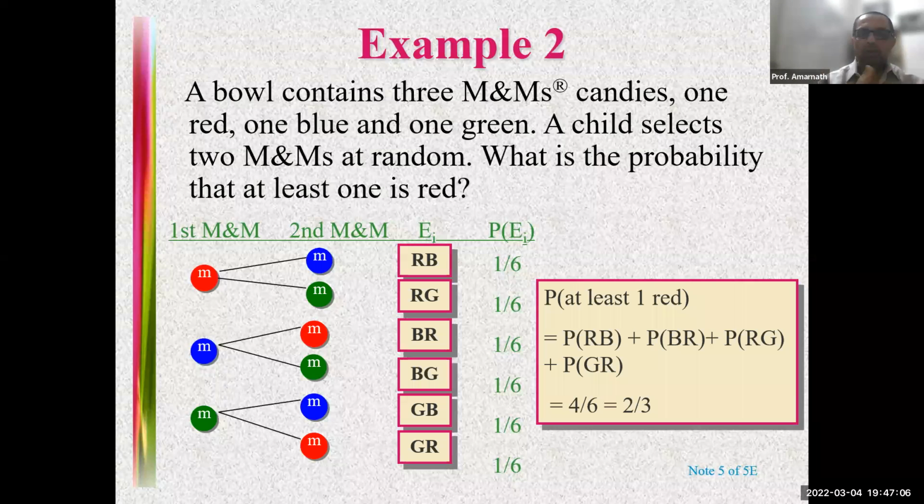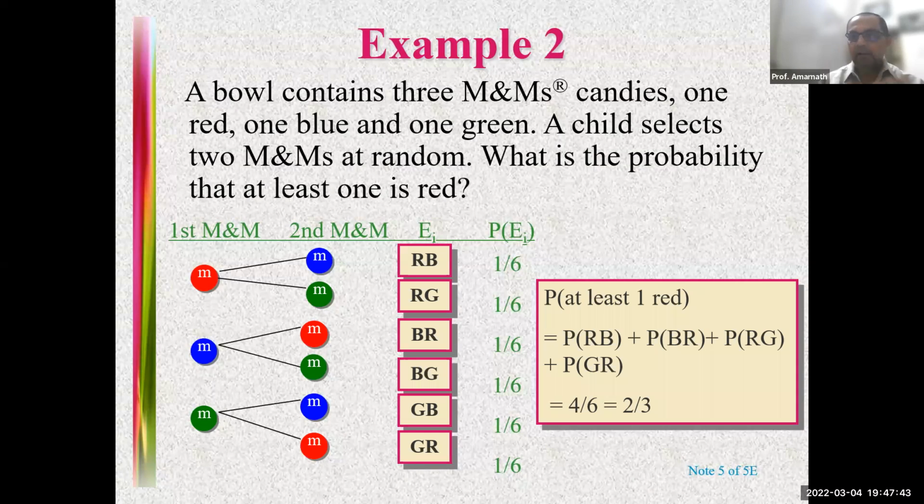So it's in a bowl, and a child will be asked to pick candies like that. A child selects 2 M&M's at random. He or she picks them up. The first will be a blue one and a green one. Then again it is put back in the bowl. The second will be red and green. Again it is put back in the bowl. It will be blue and red in the third try.